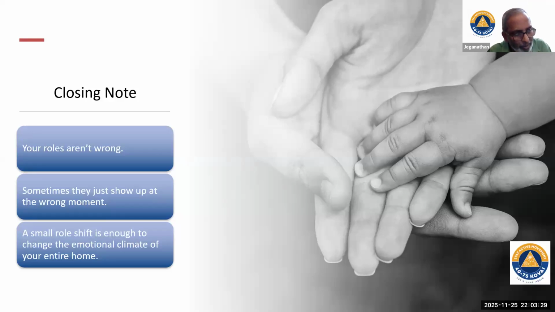Please understand, your roles aren't wrong. Sometimes they just show up at the wrong moment. As I told you in the initial stage, it has nothing to do with the person. It has got nothing to do with you. It is only the role which you are taking. For example, when you have to be private, you bring in your professional role. It happens. Now we have got the concept, the model, the structure, so now we can handle it.